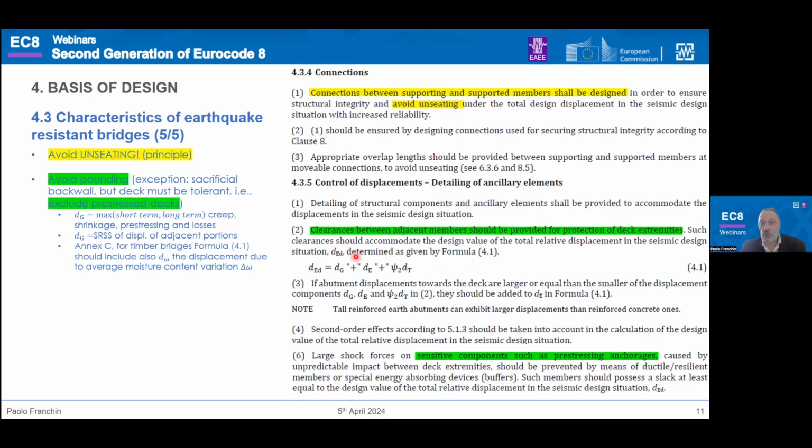Of course, in order to size gaps and seating lengths, you need an evaluation of displacements. Displacements are given by this formula. It's the same as in part 2 from the first generation.